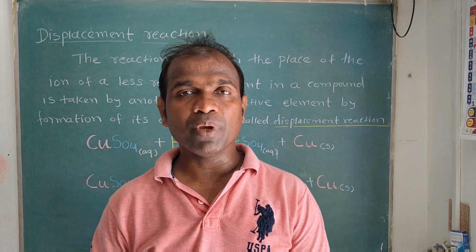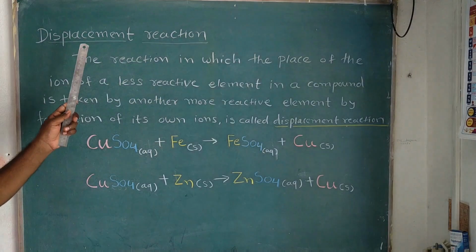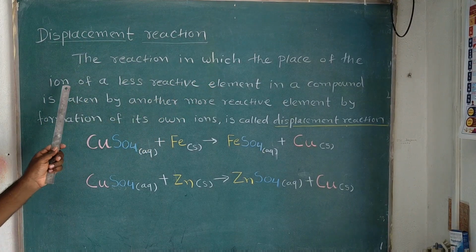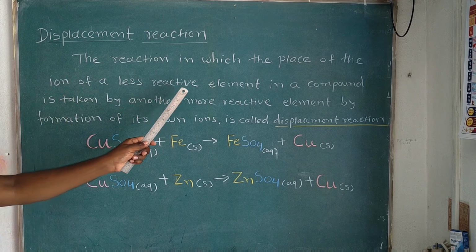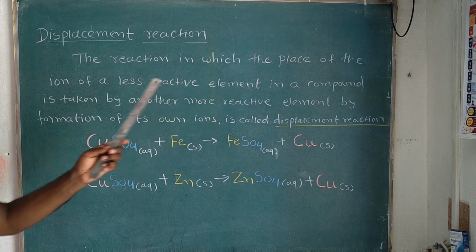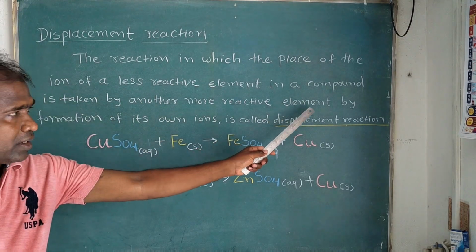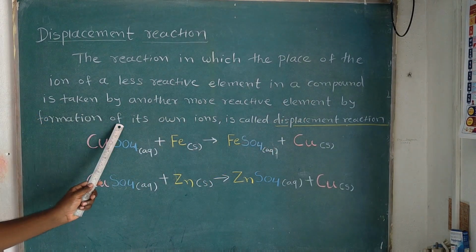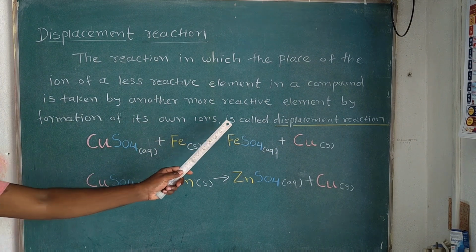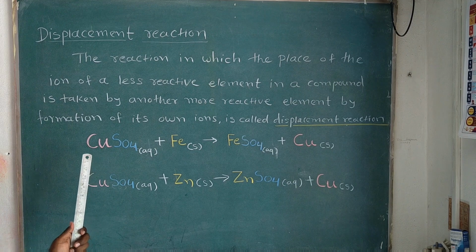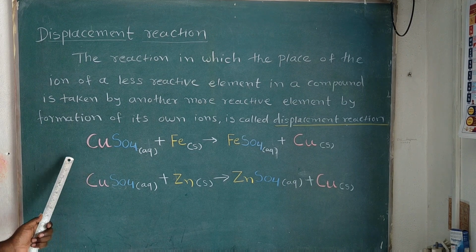Students, in this video we will look at displacement reactions. A displacement reaction is a reaction in which the place of the ion of a less reactive element in a compound is taken by another more reactive element by formation of its own ion. This is the definition of the displacement reaction and this is the example.